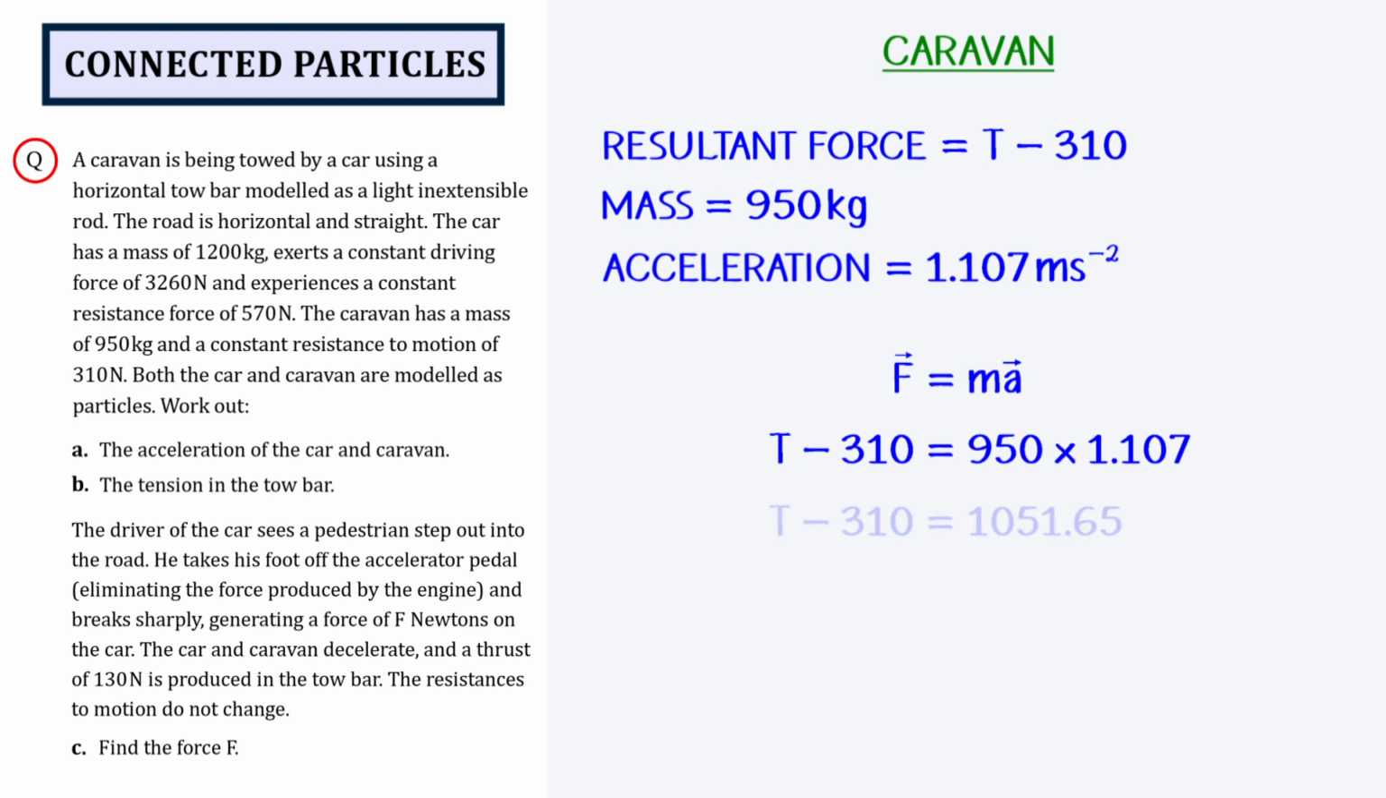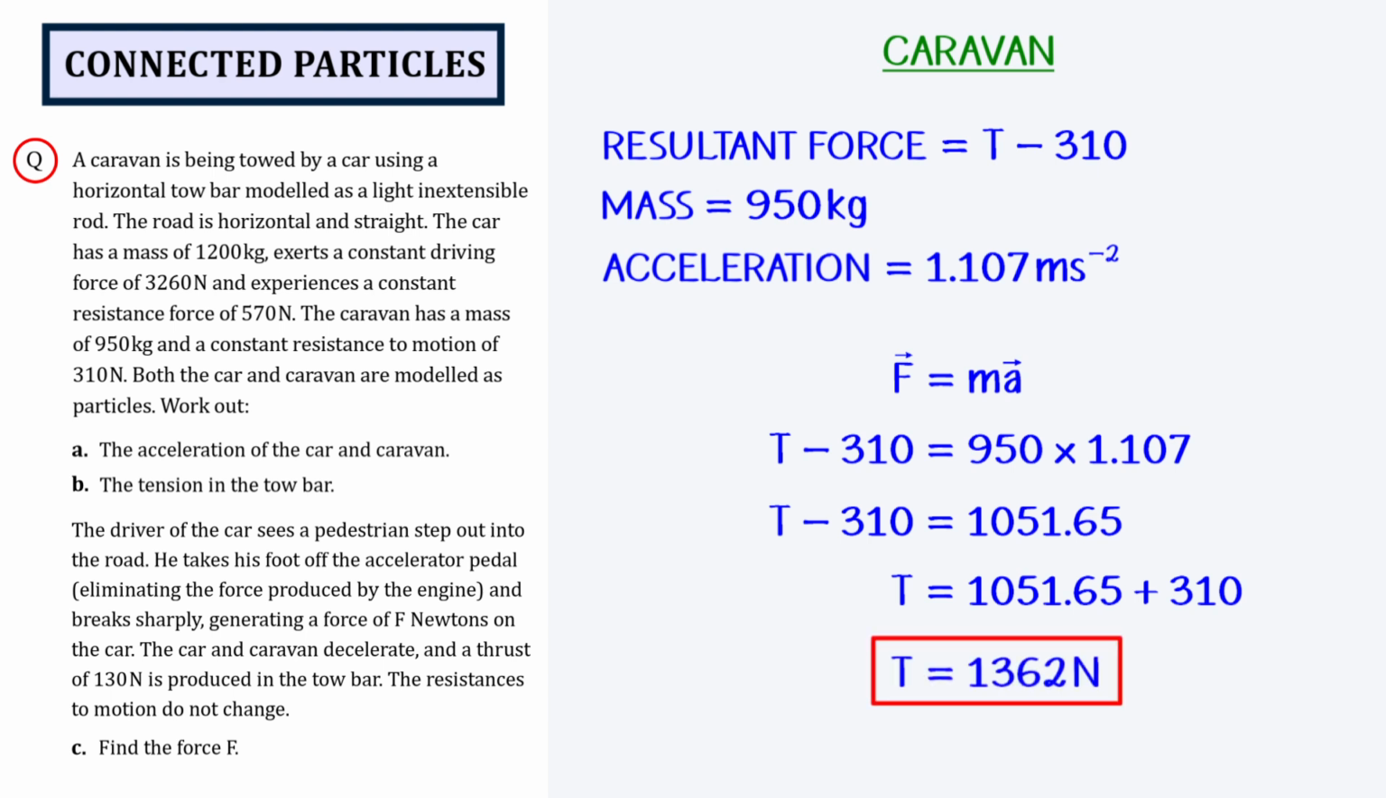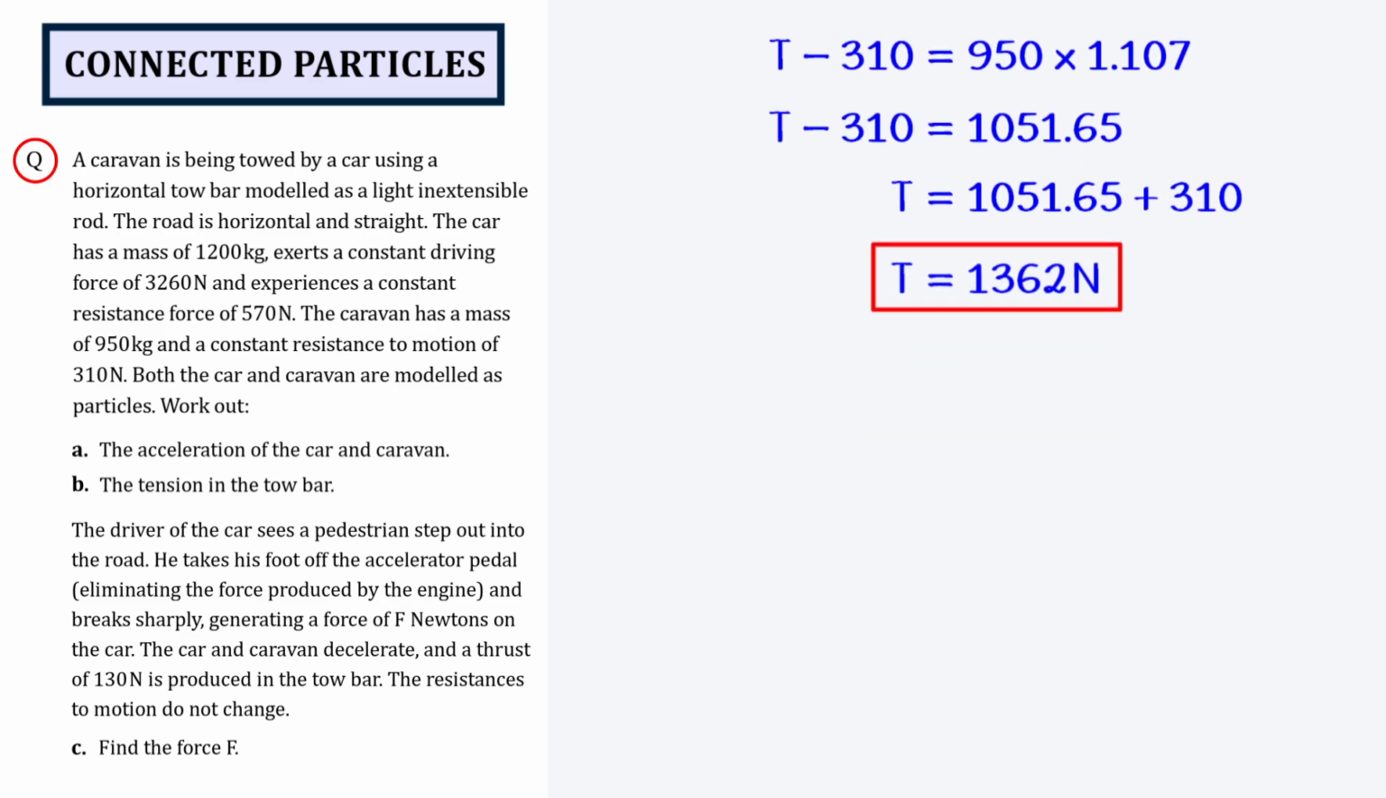1.107. And therefore, T minus 310 is equal to 1051.65. And so T is equal to 1051.65 plus 310, which gives T is equal to 1362 newtons, correct to 4 significant figures. And so that answers part B.